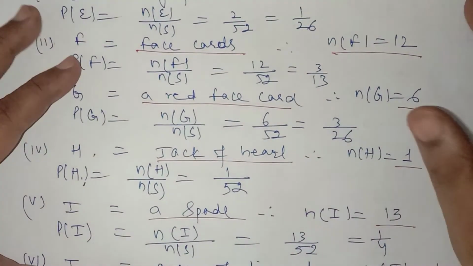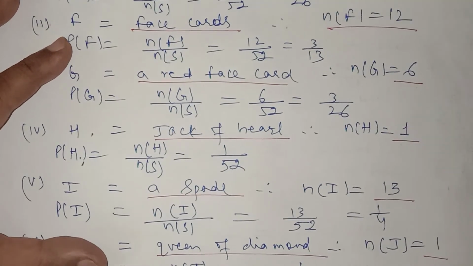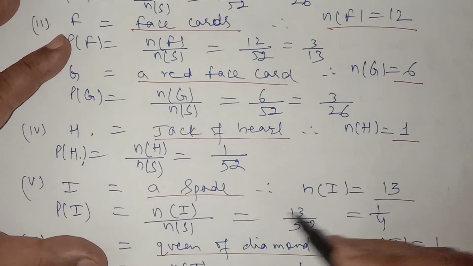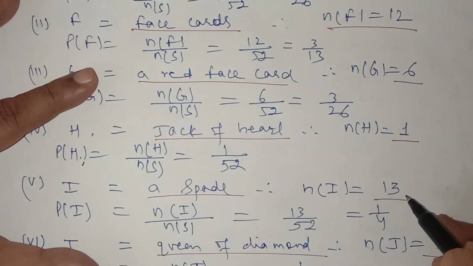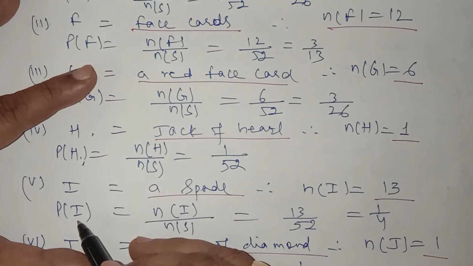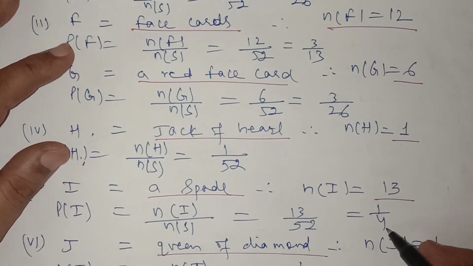In the next part, you have to find the probability of getting a spade. So there are 13 spades in a pack of 52 cards. The event I have called I, a spade. So n(I) is equal to 13, and the probability of getting a spade card is 13 upon 52, which is equal to 1 upon 4.